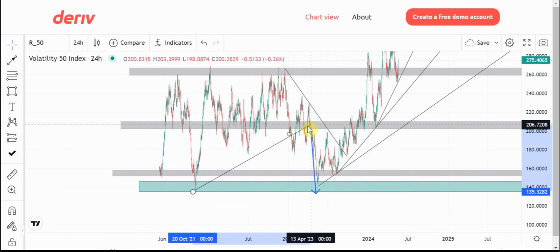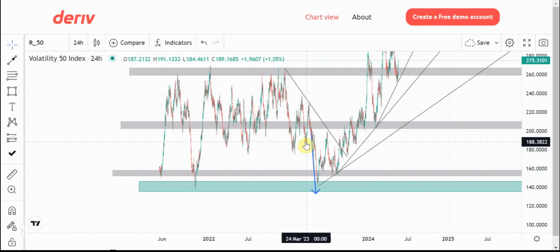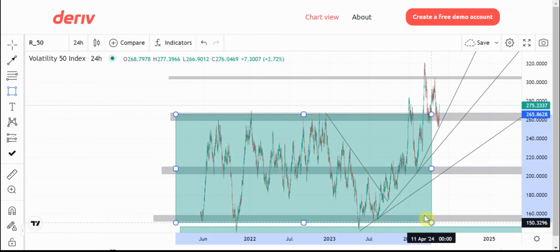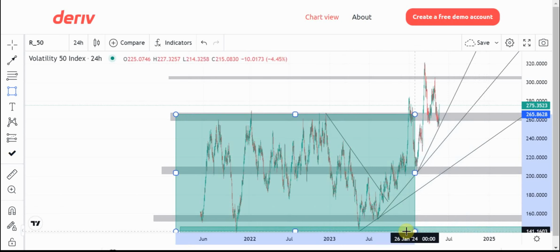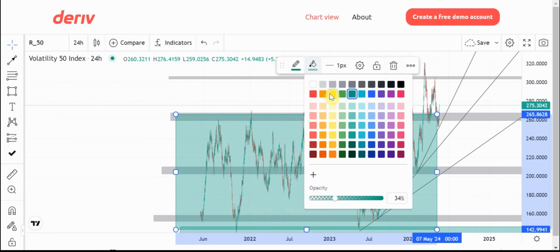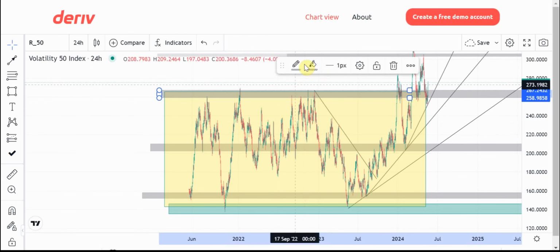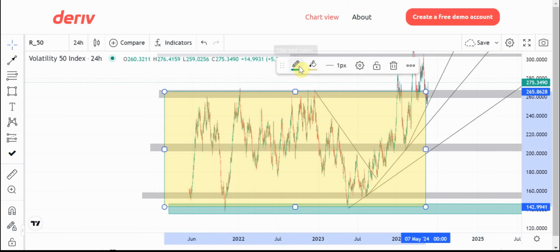Because I can't really get a clean sweep through the trend line, I'll just call this a ranging market. So maybe I'll just disable this, just call it a range, a very big range. This is what I think happened. We were in a range for a long time, and the range eventually did break out at the top.